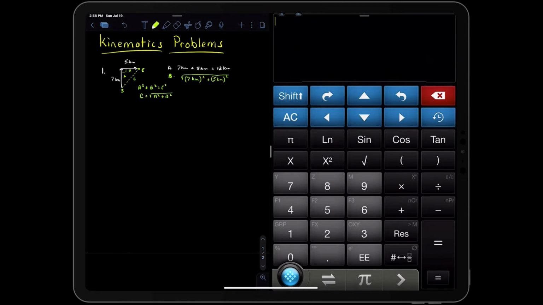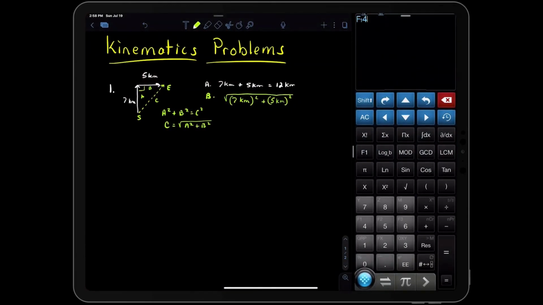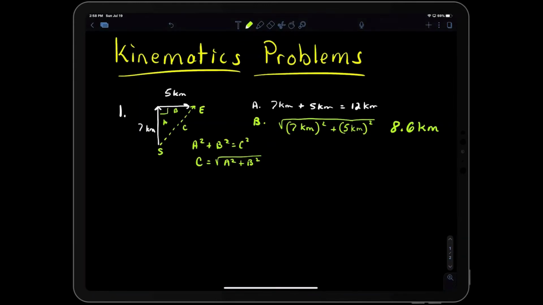So I'm going to hit the square root button. I'm going to use a parentheses. We'll go 7 squared plus 5 squared, and I'm going to close that, and it equals. So the displacement is 8.6. So put that in here. We have 8.6 kilometers.